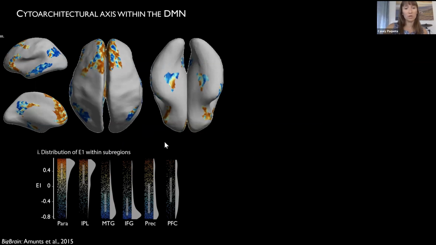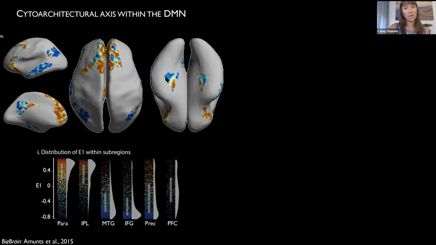So then each subregion of the default mode comprises a broad range of E1. You see this based on the raincloud plots: each subregion, so parahippocampus, inferior parietal lobule, middle temporal gyrus, inferior frontal gyrus, precuneus, and prefrontal cortex, they all have the full range of this eigenvector within them. So they all have this cytoarchitectural diversity within them.